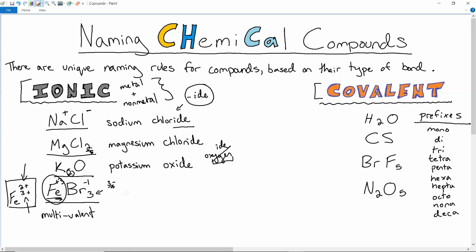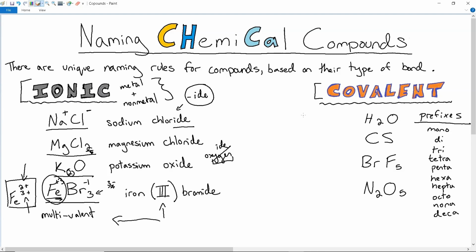So when I'm going to write the name of this compound, I'm going to be writing iron 3 in Roman numerals, then bromide. So this is only necessary for multivalent metals. And that'll usually be transition metals, the metals that you kind of see in the middle of the periodic table.